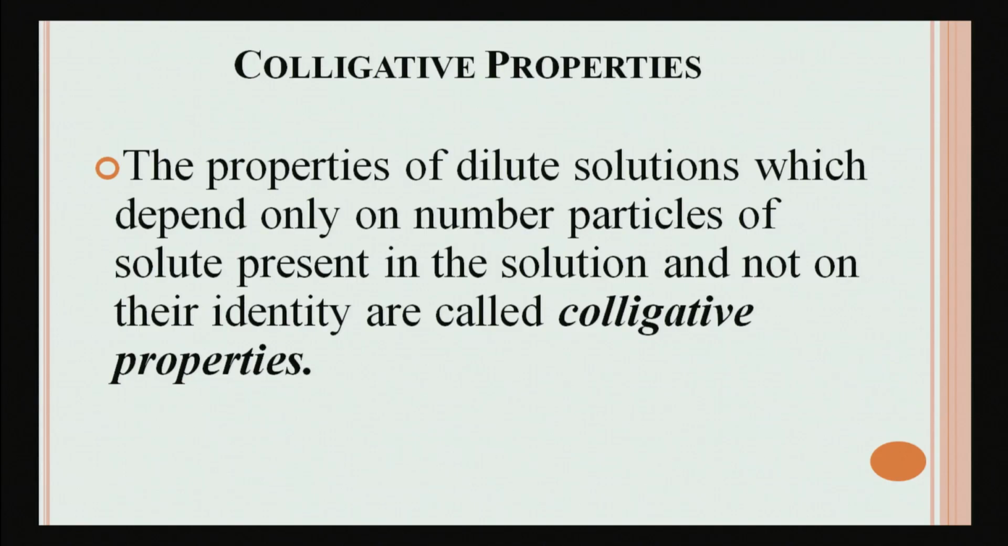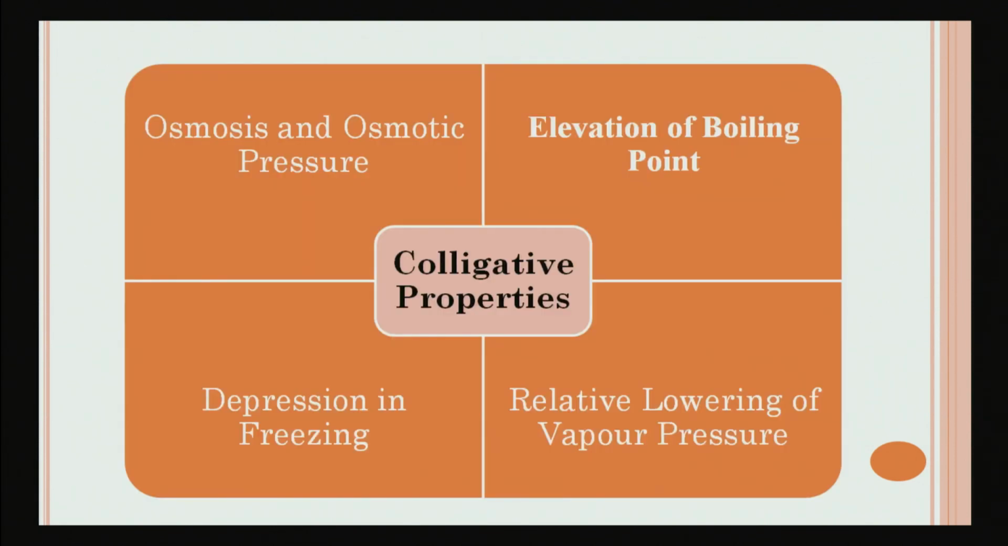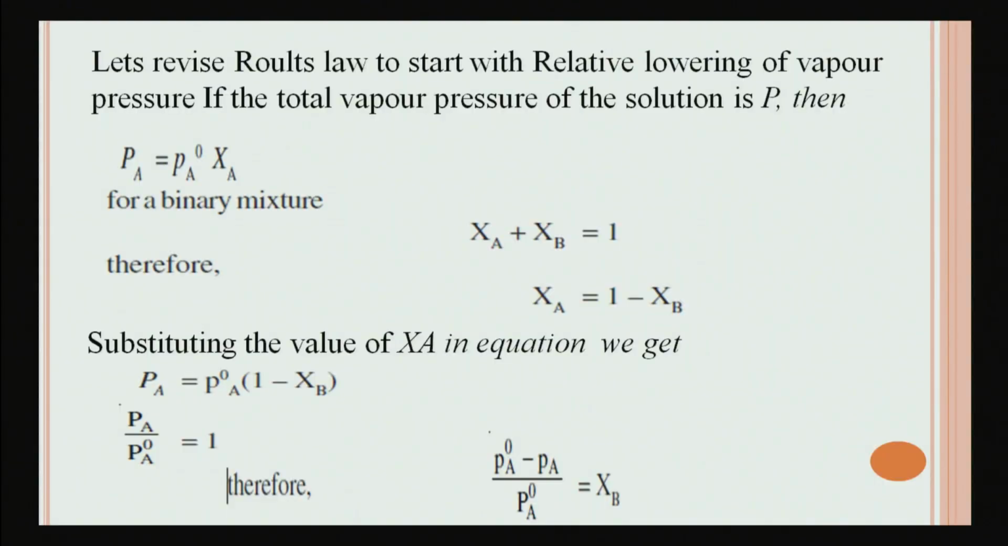The properties of dilute solutions which depend only on the number of particles of solute present in the solution and not on identity are called colligative properties. Now, colligative properties we have are osmosis and osmotic pressure, elevation of boiling point, depression of freezing point, and relative lowering of vapor pressure. Let's revise Raoult's law, to start with relative lowering of vapor pressure.